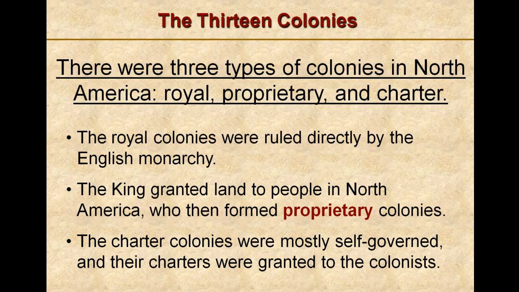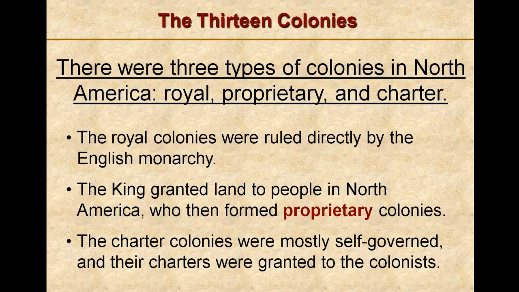They had self-representation, they elected their own officials, they had a legislative branch, they had an executive branch, and they basically had kind of like a little model statehood of what our states are like today. But this was 150 years before the Declaration of Independence.